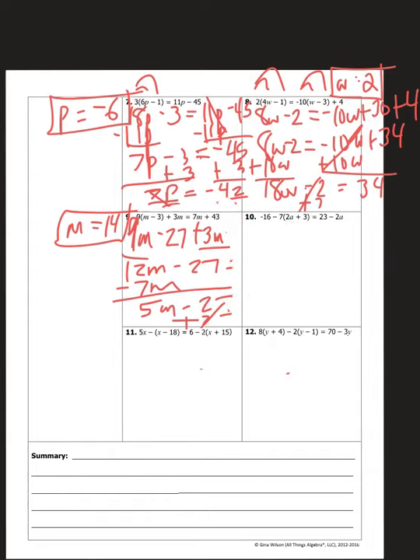Number 10. Distribute negative 7. Negative 7 times 2a is negative 14a. Negative 7 times 3 is negative 21. 23 minus 2a. Combine like terms. Negative 16 and negative 21 equal negative 37.